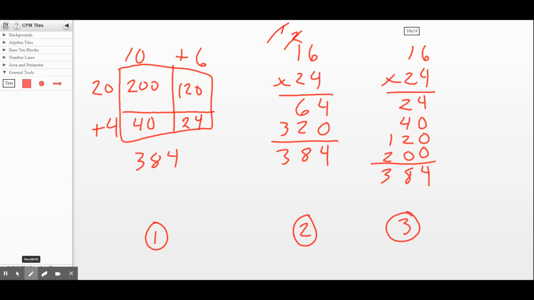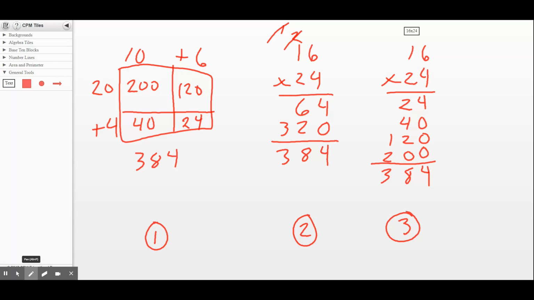Well, first and foremost, it's important to note that the answer is the same for all 3 methods. That means no matter which of the 3 methods you choose to use, you will get the correct answer. Which 2 methods are the most similar? Method 1 and method 3 are probably the most similar methods.